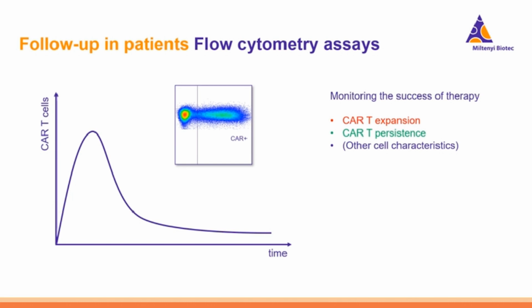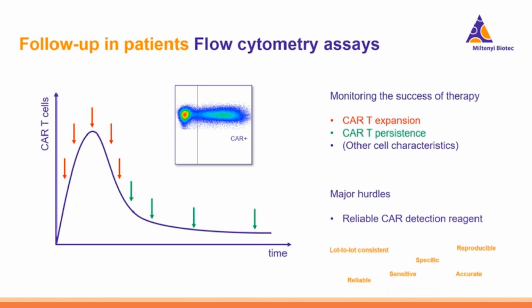You might want to look whether CAR T expansion is taking place at around 1 to 2 weeks after infusion, and if some CAR T cells persist over longer periods of time. Additionally, you might also want to analyze CAR T-cell differentiation, exhaustion, proliferation, or activation. For such clinical flow cytometry assays, a reliable and high-performing CAR detection reagent is essential.